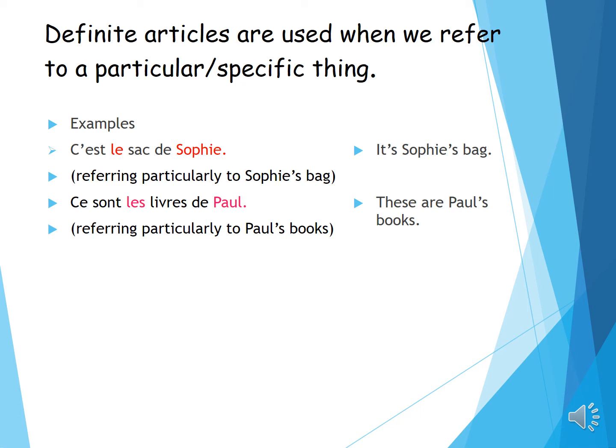Okay, let's see the next example. Ce sont les livres de Paul. These are Paul's books. Again, they are not just any books. They are Paul's books. So you have a particular reference there. So when you are referring to particular and specific things, you will use definite articles.